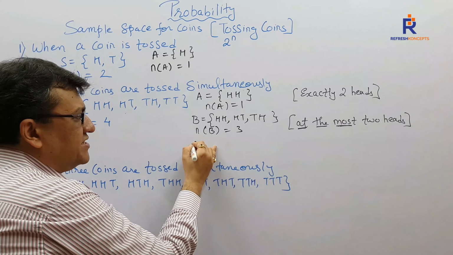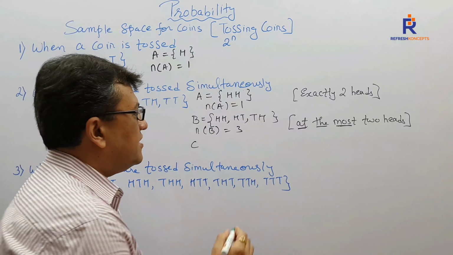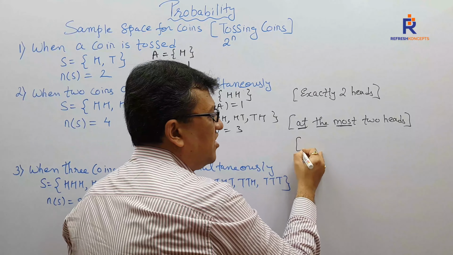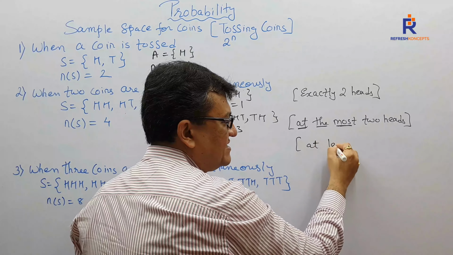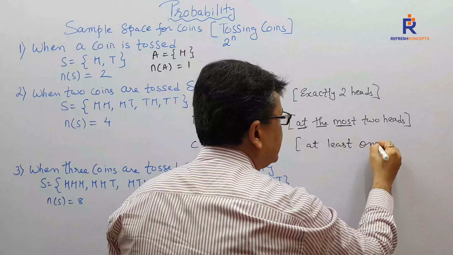Let C be the event. Let's take the third and the last interesting event over here. Let C be the event of getting at least 1 tail.